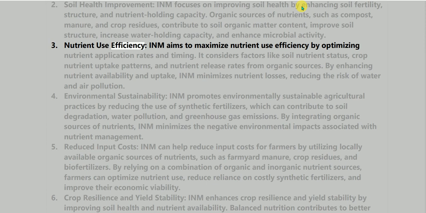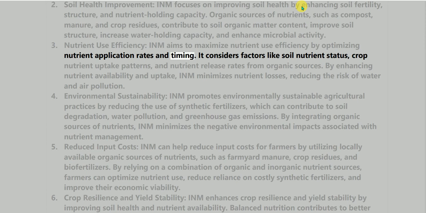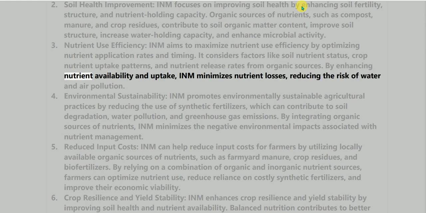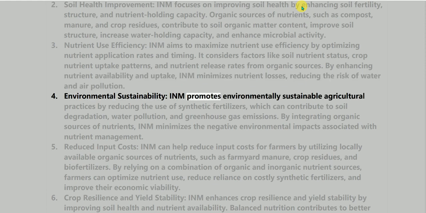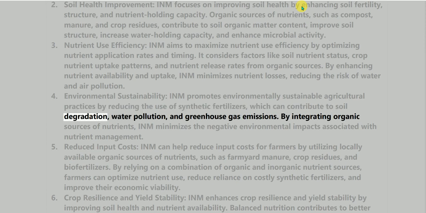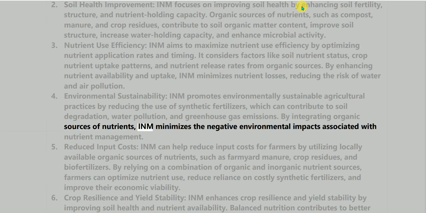3. Nutrient use efficiency. INM aims to maximize nutrient use efficiency by optimizing nutrient application rates and timing. It considers factors like soil nutrient status, crop nutrient uptake patterns, and nutrient release rates from organic sources. By enhancing nutrient availability and uptake, INM minimizes nutrient losses, reducing the risk of water and air pollution. 4. Environmental sustainability. INM promotes environmentally sustainable agricultural practices by reducing the use of synthetic fertilizers, which can contribute to soil degradation, water pollution, and greenhouse gas emissions. By integrating organic sources of nutrients, INM minimizes the negative environmental impacts associated with nutrient management.